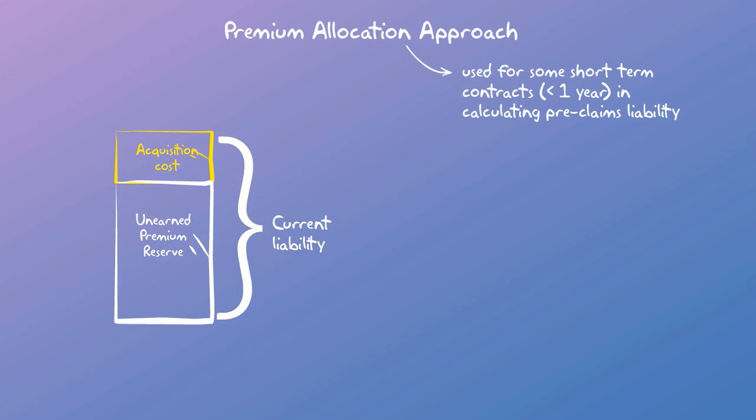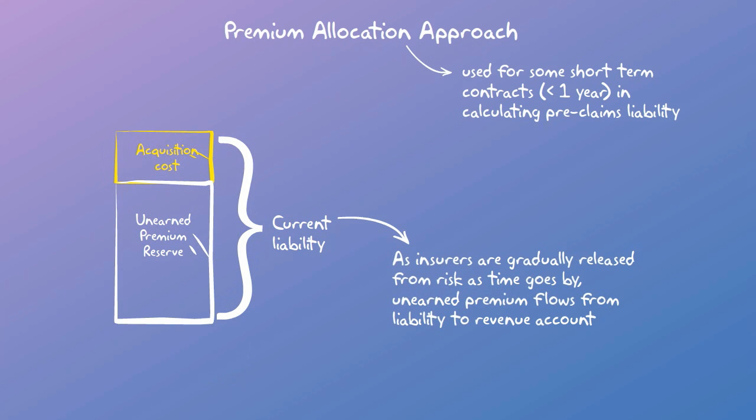This is because the coverage period is yet to pass and the premium has not actually been earned. As insurers are gradually released from risk as time goes by, the unearned premium flows from liability to the revenue account. It's a much simpler model than BBA and can be used for short-term general insurance, life or certain group contracts.